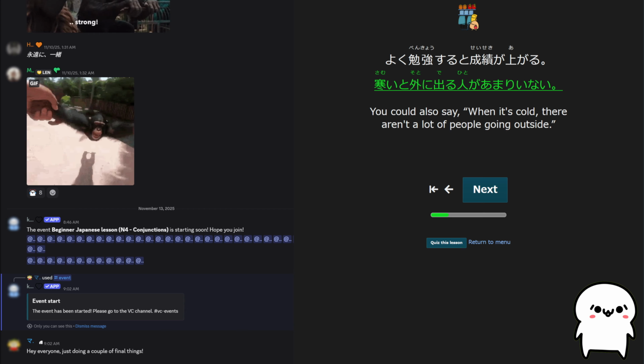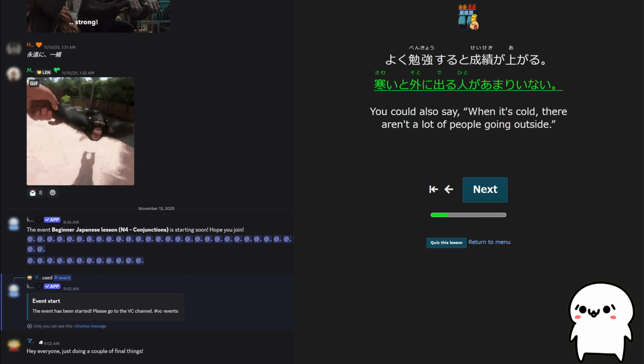And hey, there, a single word is a sentence. And of course, in that case, it's implied that the subject is the weather, because samui can only refer to the air temperature. So we have an actual sentence there. It just looks like a lot less. So when it's cold, there aren't many people going outside.